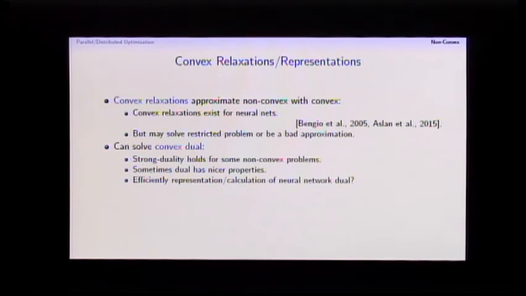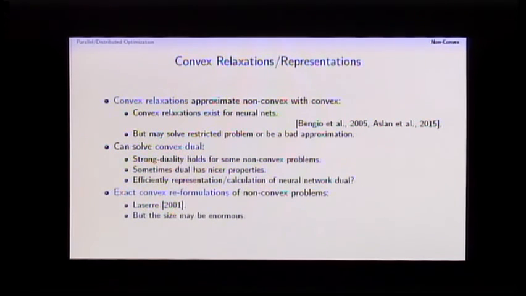You can also go to the convex dual. So sometimes strong duality holds for non-convex problems. Sometimes the dual has nicer properties. The dual is always convex. In the case of neural networks, when I first showed this slide, I asked, I don't even know how you compute the dual of these models. I don't know if anyone's looking into that or what the difficulty of that would be. And then there are also exact convex reformulations of non-convex problems. So you can look at something like the Lasserre hierarchy, where you can exactly write a non-convex problem as a convex problem, but with the caveat that the convex problem might be so huge that you don't really have any hope of solving it anyways.